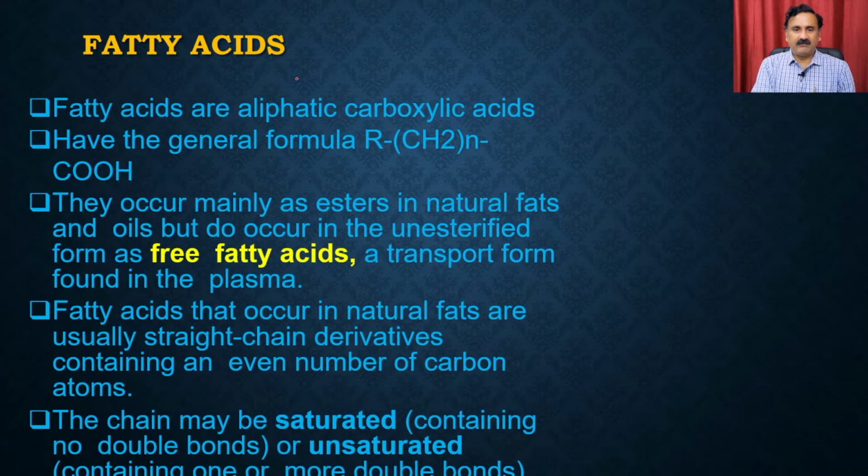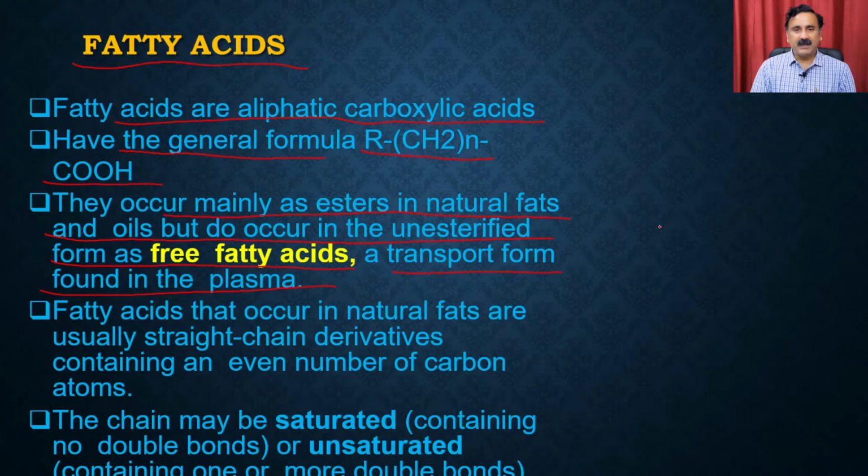Then we talk about the fatty acids. Fatty acids are aliphatic carboxylic acids. They have the general formula RCH2nCOOH. They occur mainly as esters in natural fats and oils, but do occur in an unesterified form as free fatty acids, the transported form found in the plasma. So these fatty acids are either present in the esterified form, or they are present as free fatty acids because they are transported that way in the plasma.